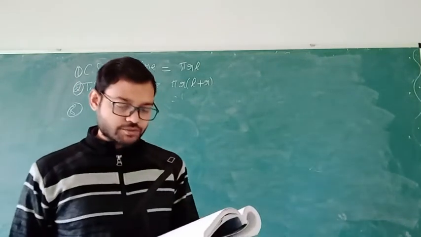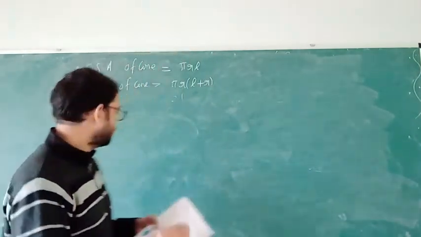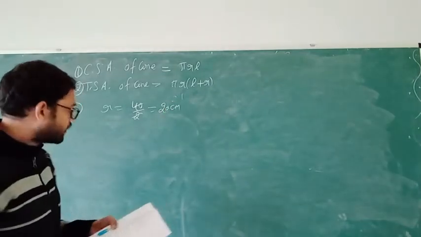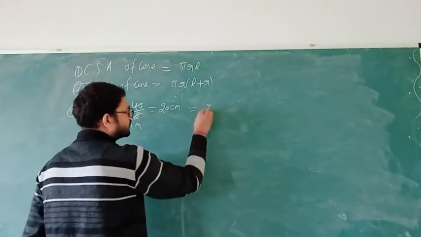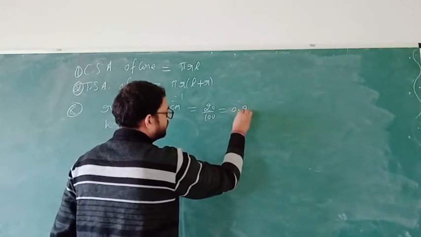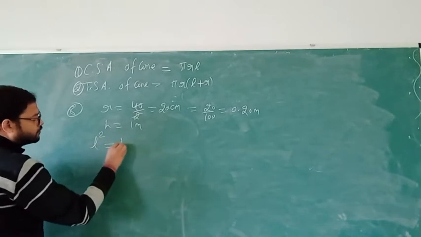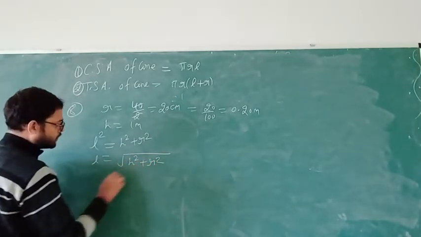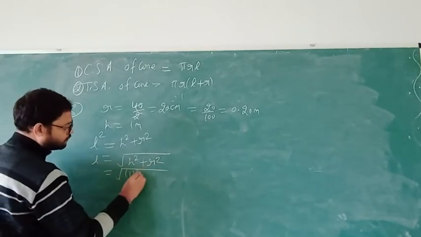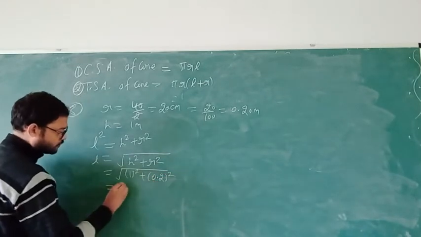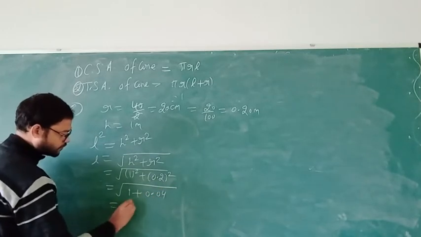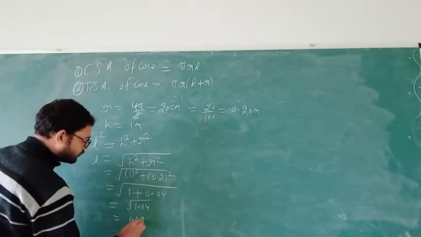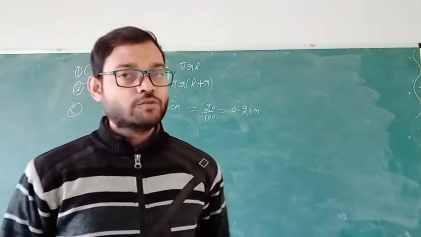Question is saying a bus stop is barricaded with 50 hollow cones. Each has tires. So radius is 40 upon 2, means 20 cm, and the height is 1 meter. Convert this into meter, it becomes 0.20. So l is equal to under root h squared plus r squared. So l is 1 and 0.2 squared, 1 plus 0.04, which becomes 1.04. And this 1.04 is already given in your question. You have l, and after finding l, you can find the CSA.